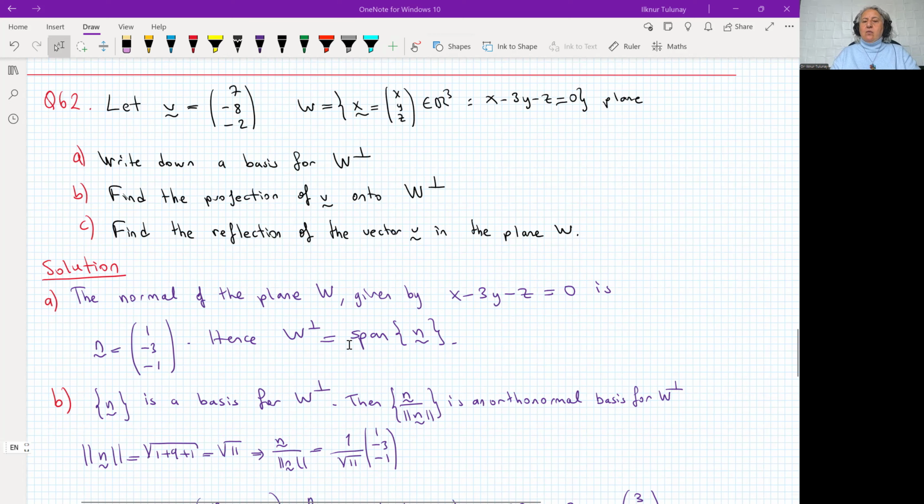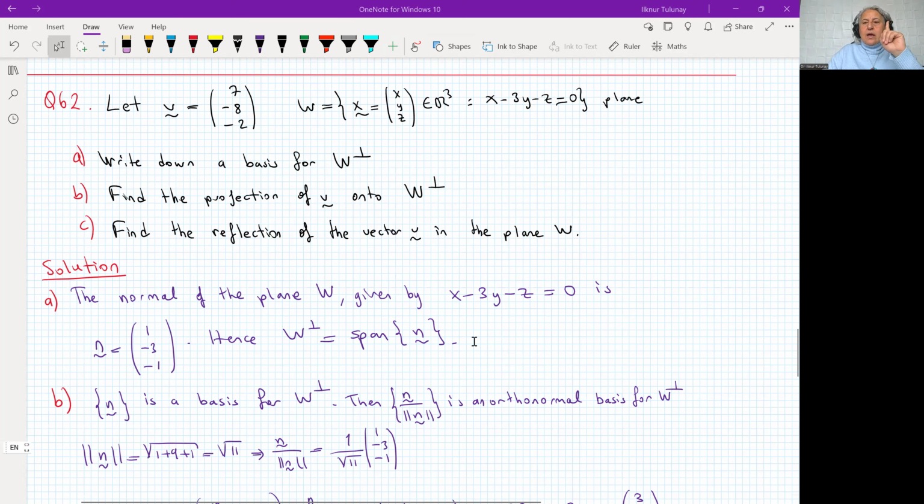Since we are in R3, three-dimensional space, and you have a plane equation, which has dimension 2, the normal vector spans a one-dimensional vector space. Every multiple spanned by the normal will give you the orthogonal complement of that plane. So that's by the definition of the orthogonal complement.